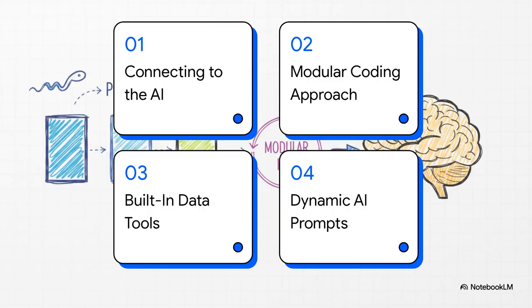Here's a really quick roadmap of what we're covering. First, connecting to the AI. Second, the modular coding approach. Third, Python's built-in data tools. And fourth, building dynamic AI prompts.